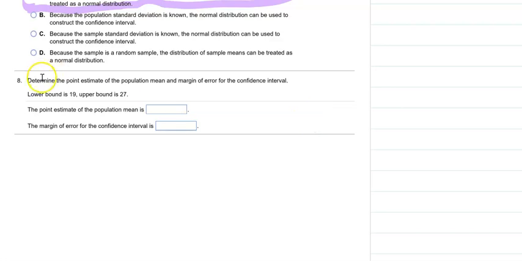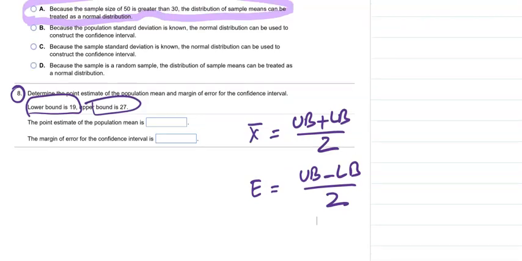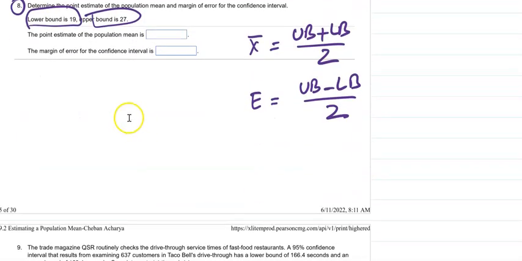Part D, determine the point estimate and the margin of error of the confidence interval. I'm not going to do that since the lower bound is 19, the upper bound is 27. The point estimate x bar is upper bound plus lower bound divided by 2. Use the formula. The margin of error is going to be upper bound minus lower bound divided by 2. Use the formula to answer question number 8, because we did a bunch of these questions before, so I'm not going to do that.